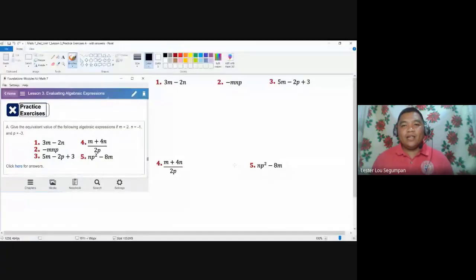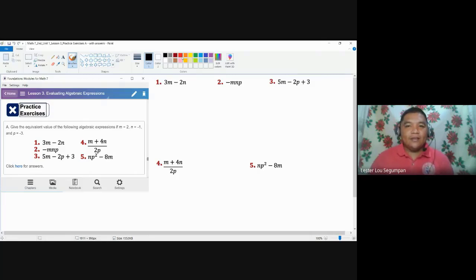When you say evaluating algebraic expressions, we simply look for the value of each algebraic expression, or to simplify each of the algebraic expressions using the values given for each of the variables. As I have mentioned in the previous lessons, variables can take any values. So we could just assume the values for m, n, and p of the given exercise here. So we have five different algebraic expressions here.